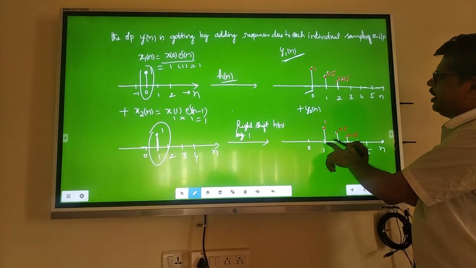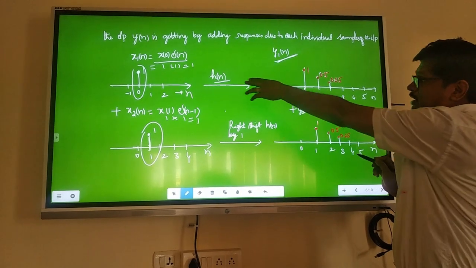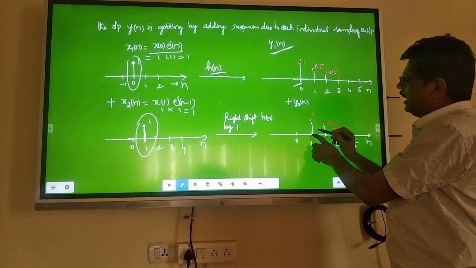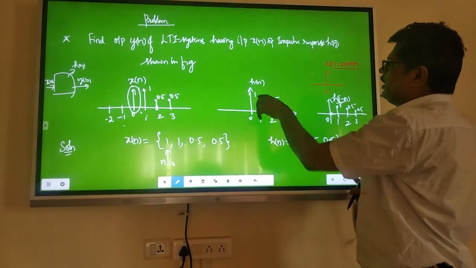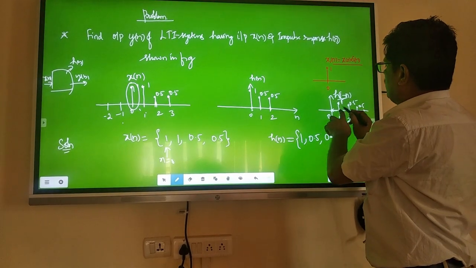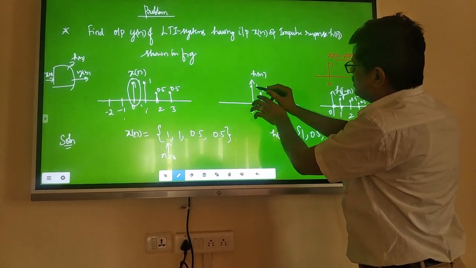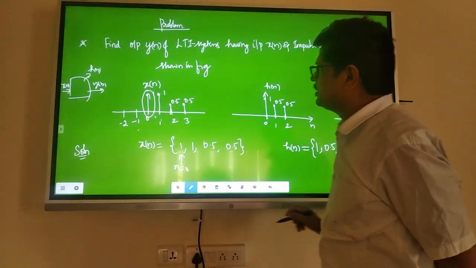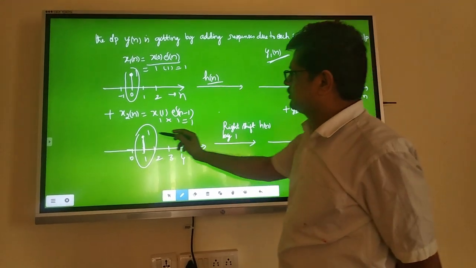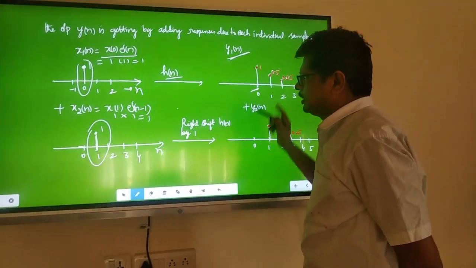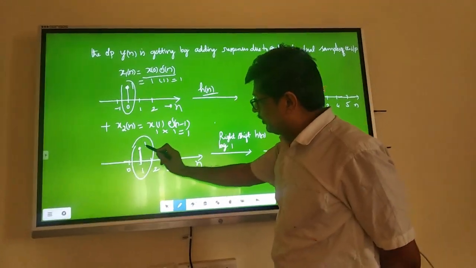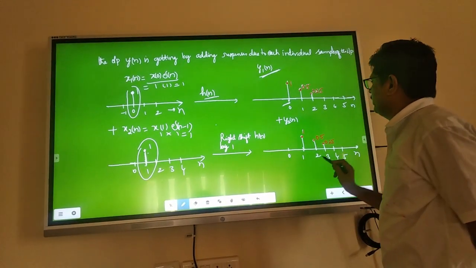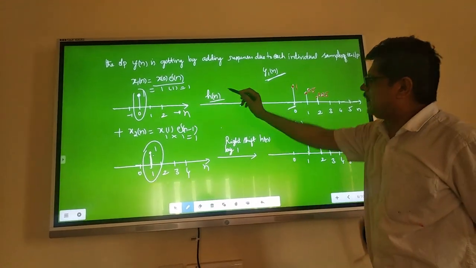For example, then y2[n] starts from 1 because you are shifting 1. Your h[n], you are shifting it to the right side by 1. Therefore, your sequence starts from 1 now. At 1 it is 1. Now see, at 1 it is 1. This 1 into the second individual sample is 1 into 1, 1. Second, 0.5 is there. 0.5 into 1, 0.5. At 3, 0.25 into 1, 0.25. That means the shifted sequence you will get.